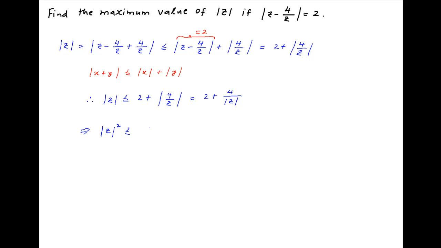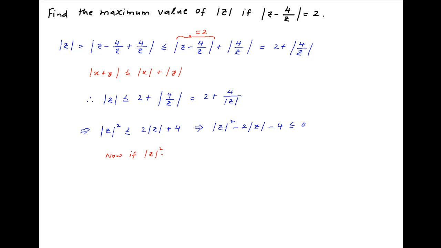Multiply both sides by absolute value of z, we get the square of absolute value of z is less than or equal to 2 times absolute value of z plus 4. Move all terms to the left hand side, we get the inequality: absolute value of z square minus 2 times absolute value of z minus 4 is less than or equal to 0.